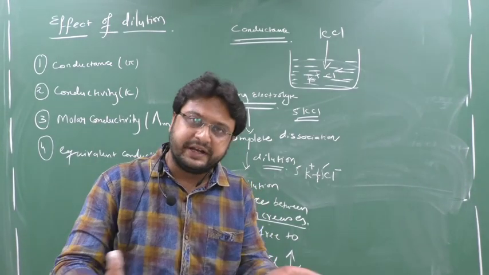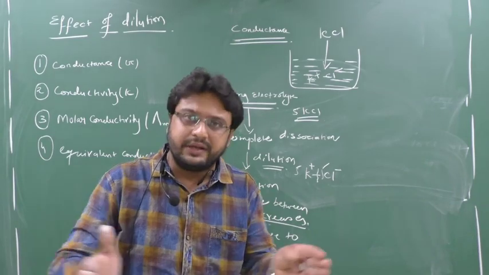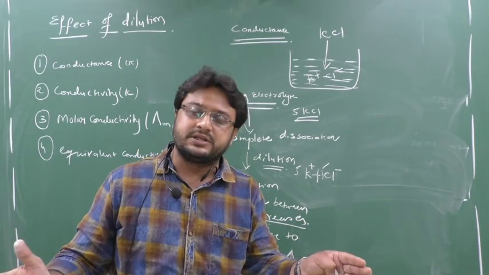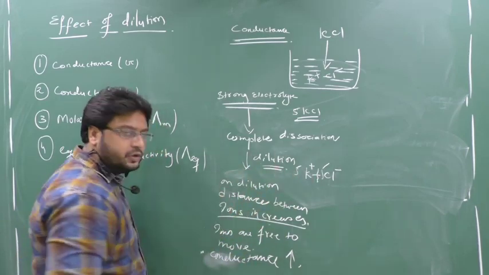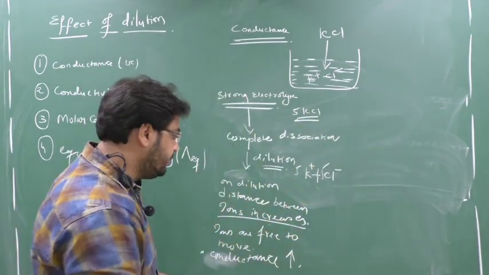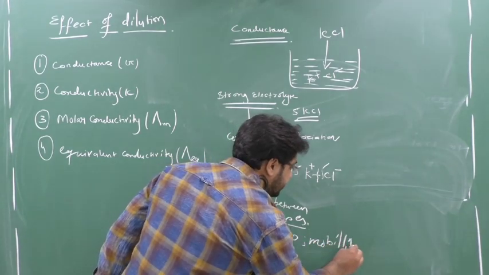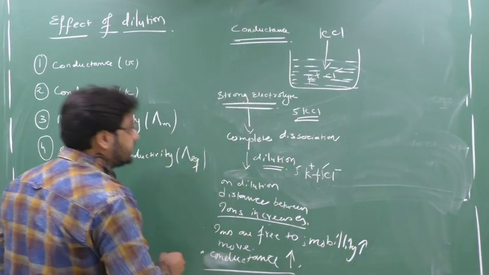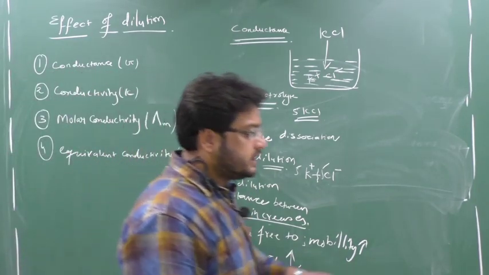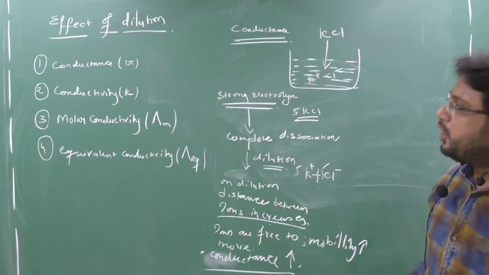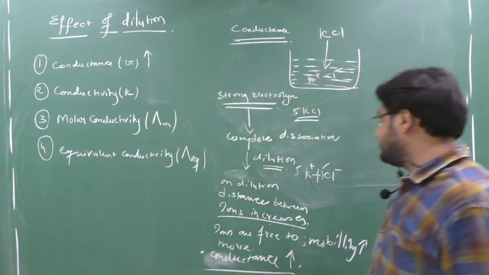When the distance increases, the attraction decreases. When the attraction decreases, ions feel free to move, so ions can move freely, which means their mobility also increases. What increases? Mobility increases, and that is nothing but conductance. So conductance G increases. You have to remember here that conductance for a strong electrolyte increases on dilution. Clear?